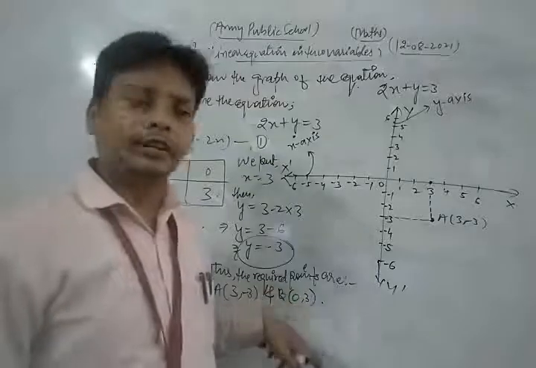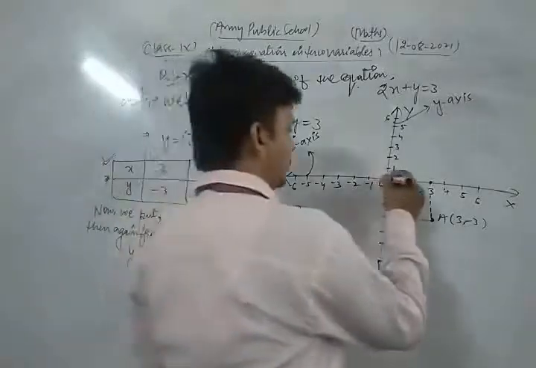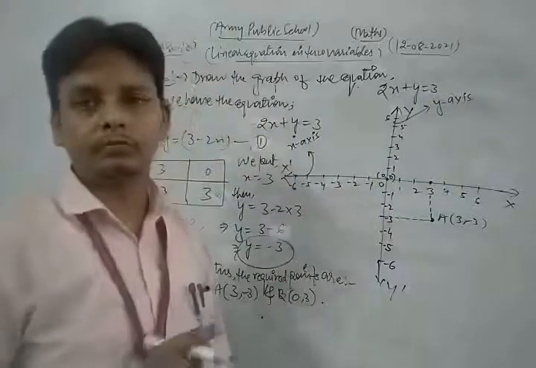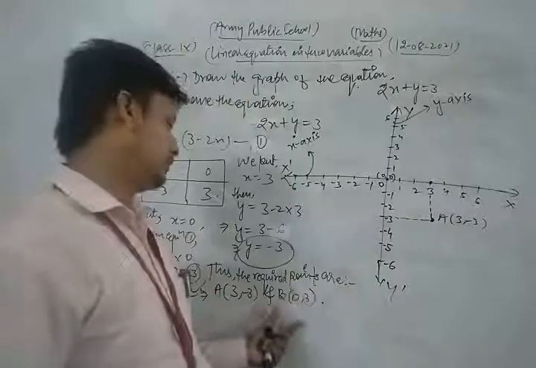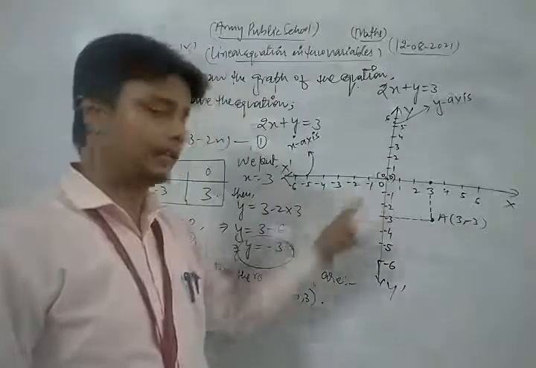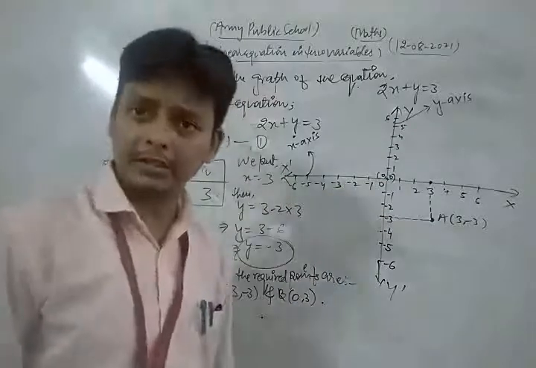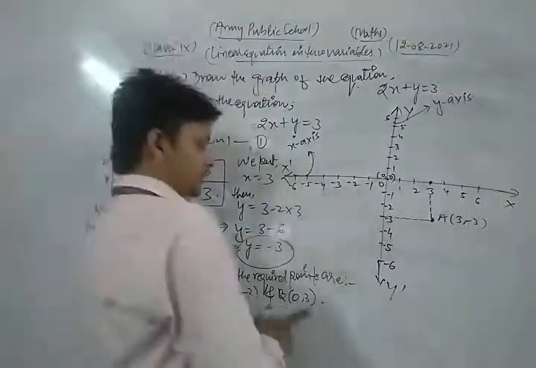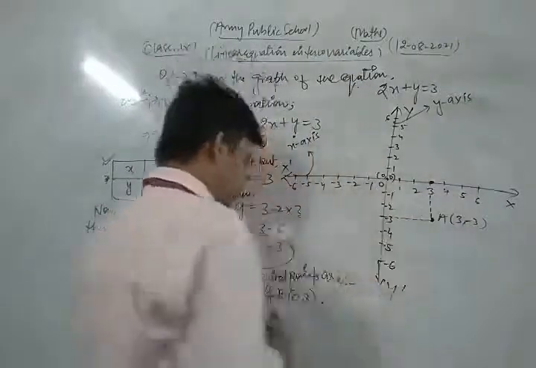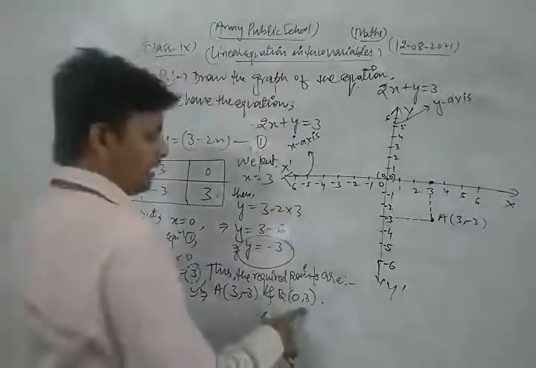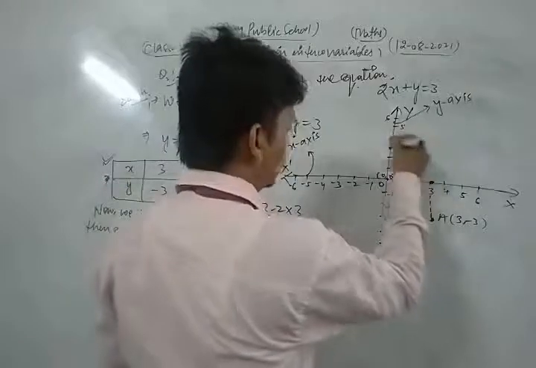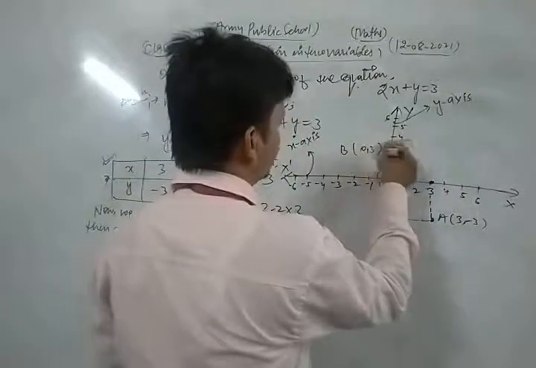Here is the origin, where both the abscissa and ordinate are 0. Now for (0, 3), the abscissa is 0, so x is 0 at that point, and the ordinate y is 3. So B (0, 3) lies at that point.